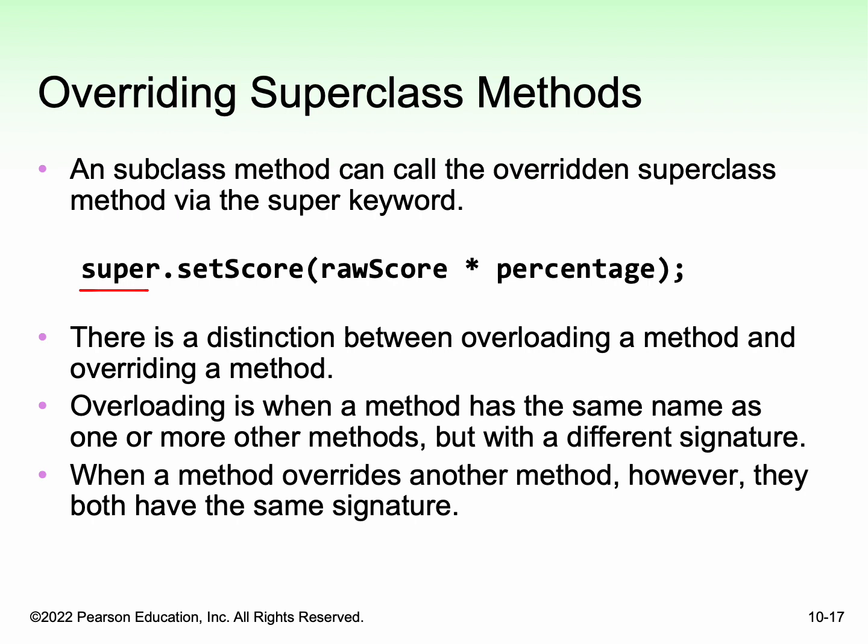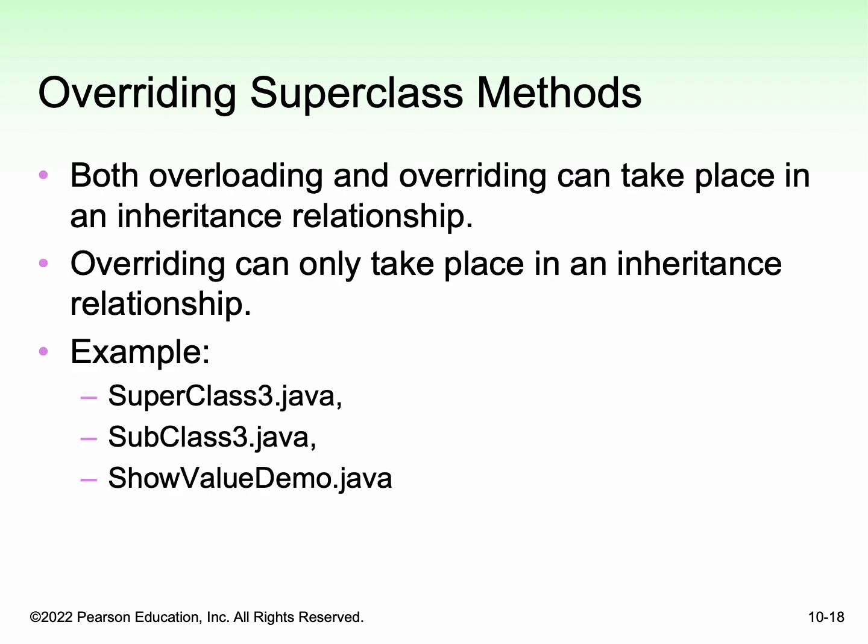Now, another thing is overriding versus overloading. I know, two different terms. Overloading is when your method has the same name as one or more methods, but the signature is different. And we just recalled what signature is. However, overriding happens only when two or more of these methods have the same signature. Both overloading and overriding can happen in an inheritance relationship, but overriding can only happen in an inheritance relationship. Overloading can happen in any other relationships.